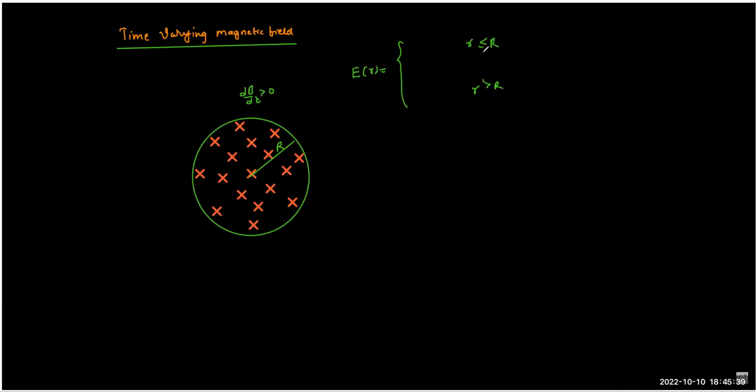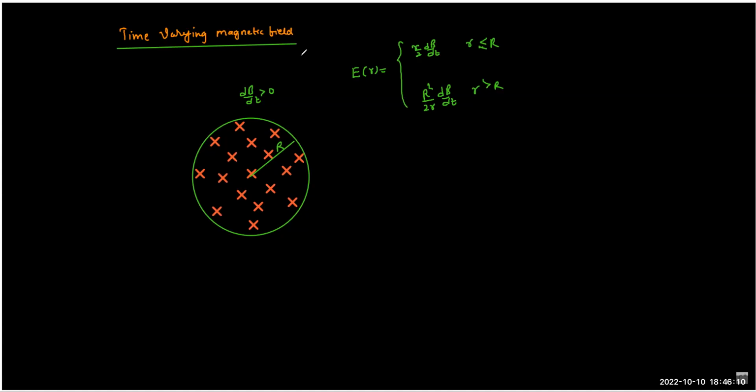For any point which is inside the region, the E turns out to be R by 2 dB by dt. Very good. But the moment you go beyond this, it becomes capital R square by 2R dB by dt. Excellent. So these are two formulas, and using this we can find a lot of other derivations.